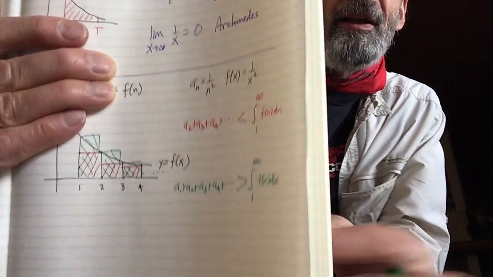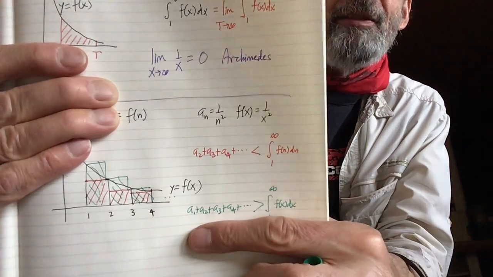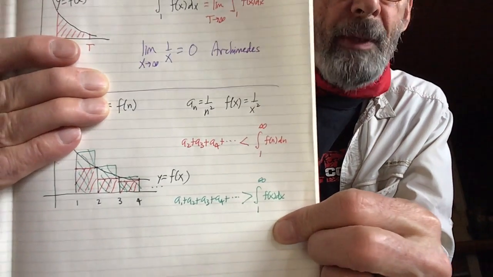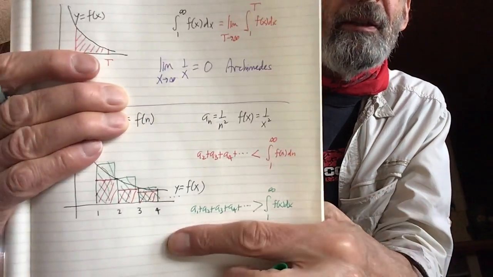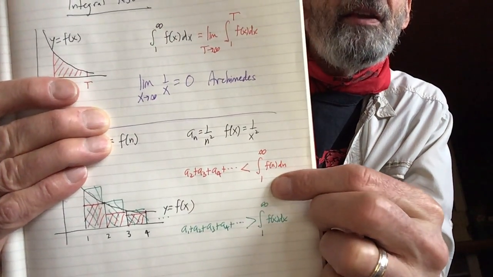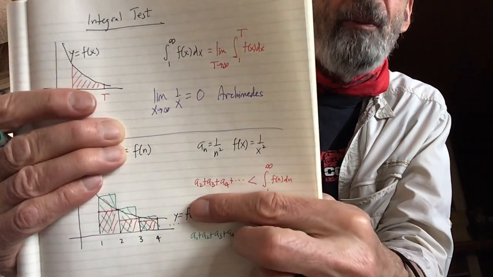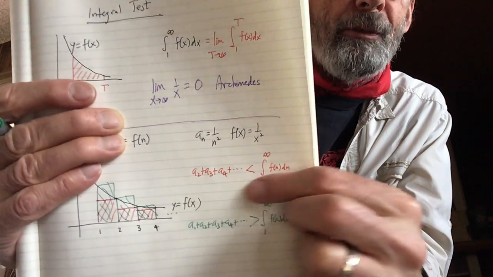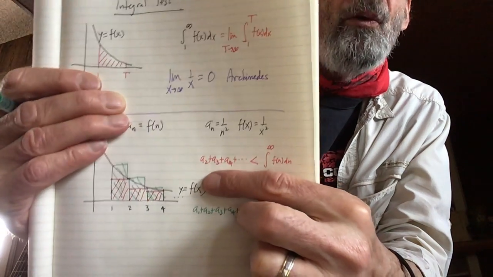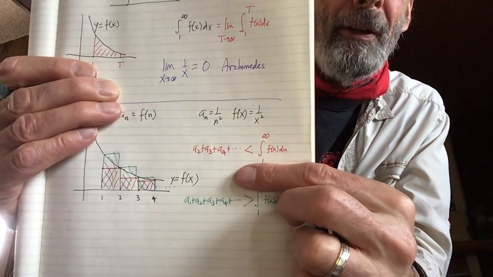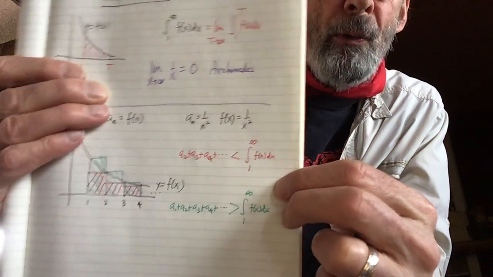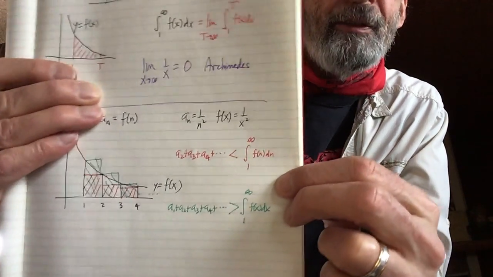So if the integral diverges, then the sum is bigger. It's bigger than a divergent integral. And so that means the sum diverges, that the limit of the partial sums here is infinity. And here, if the integral converges, then that means the sum is less. So if this has a finite limit, then the sum has a finite limit. We don't know what it is because there's an awful lot of error in these estimates, especially at the beginning. We don't know what the sum is, but we know there is a sum.